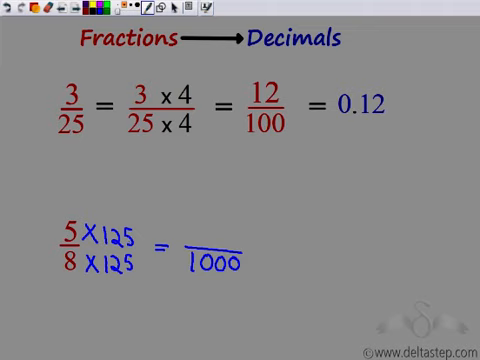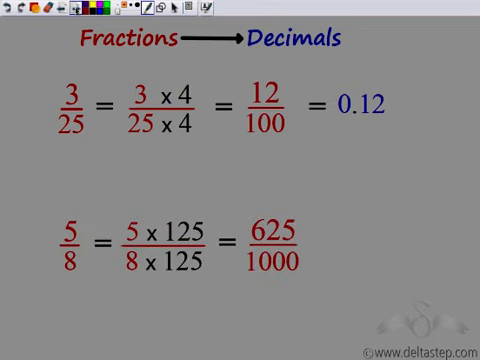Now 5 times 125 gives me 625. Now I can convert 625 by 1000 easily into a decimal number. I have this. Write the numerator as it is. 1 is being followed by 3 zeros. So after 3 digits from the right, I'll place the decimal point. 1, 2, 3. So it becomes 0.625. So this is what we get.